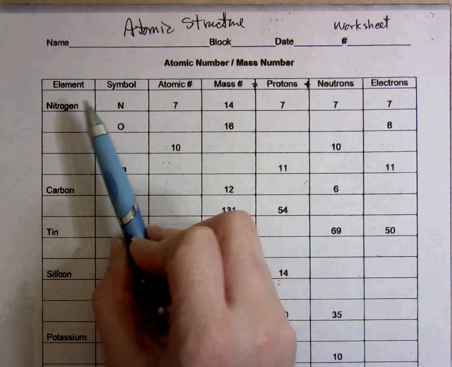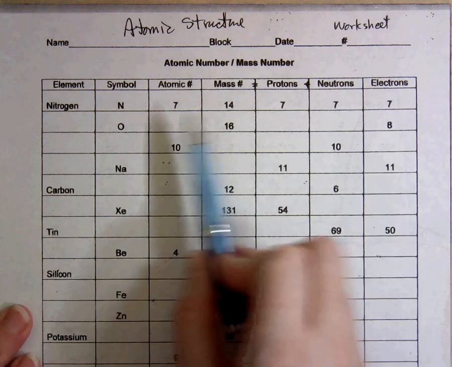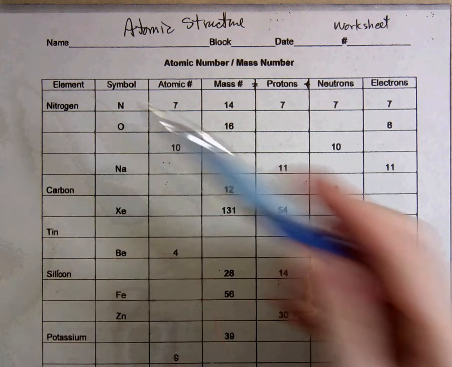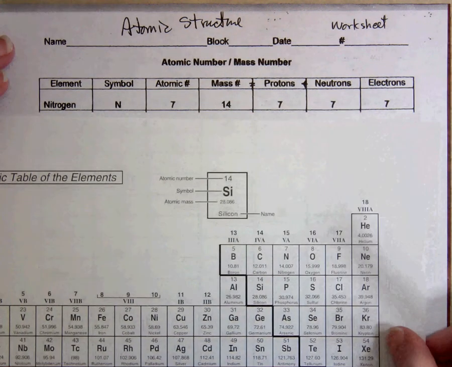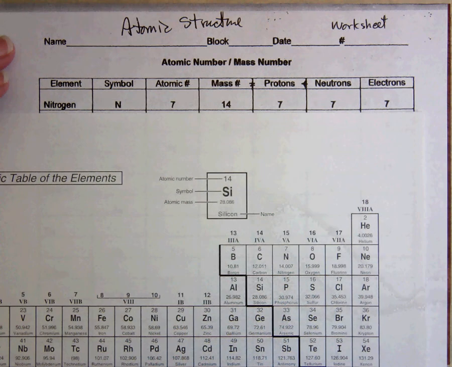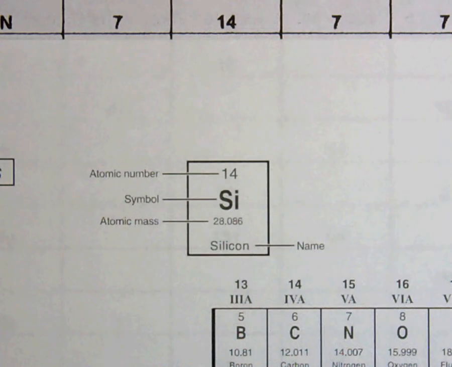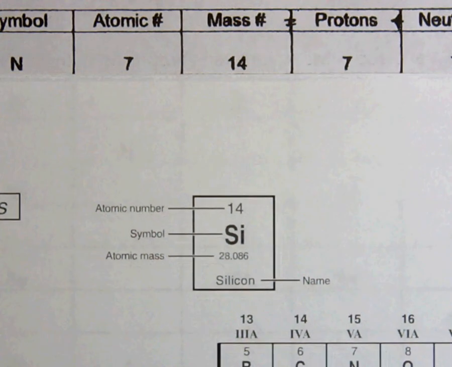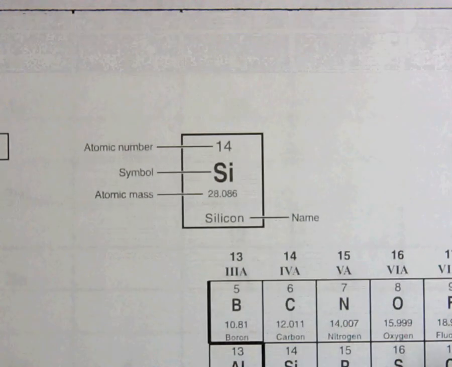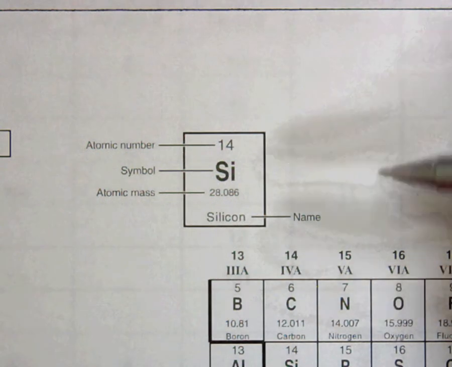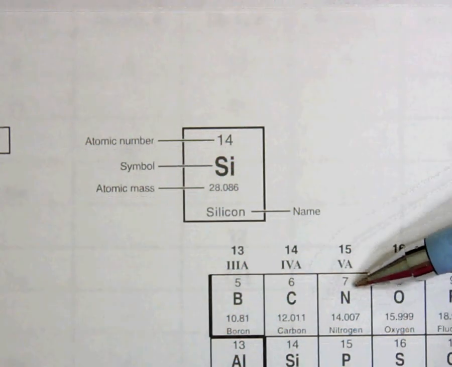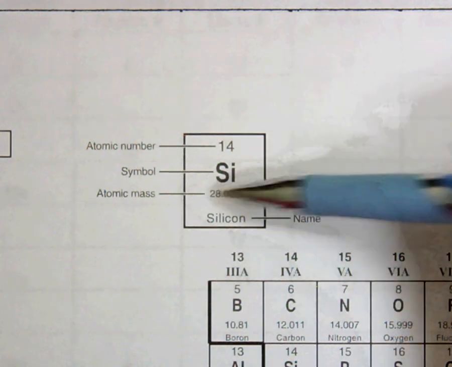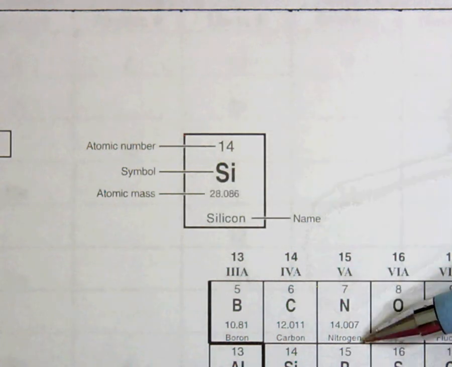Here's nitrogen, and if you have any part of this information, you can fill in the rest of it based on information from the periodic table. So if I look at the information for nitrogen, let me zoom in on nitrogen. Let me move this down so we can see the labels, and here's nitrogen down at the bottom of your screen. In nitrogen I can see the atomic number is the top number, the symbol is N, the atomic mass is right here, and then its name is nitrogen.